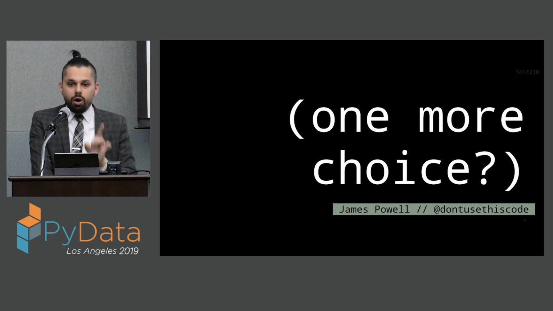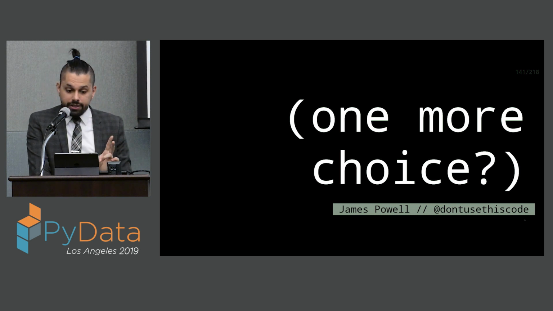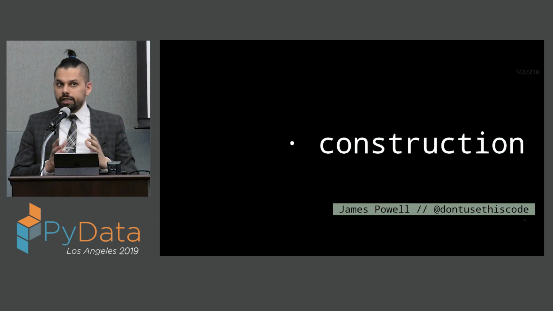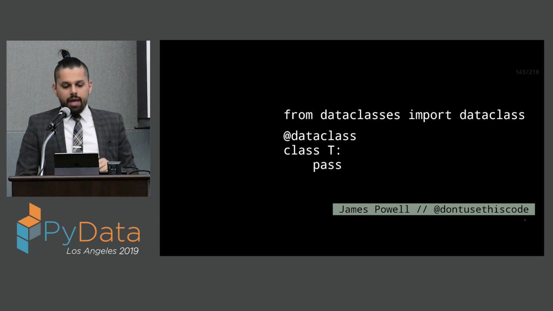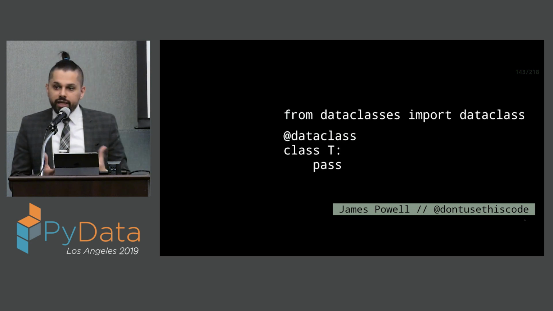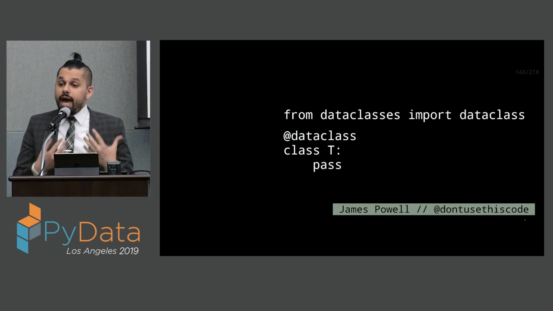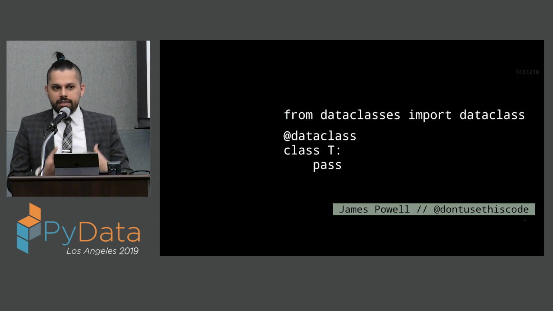You may think that there may be one more choice besides composition and inheritance. You might think that there might be an object construction approach by which you could find a way to make this work. And an example of what you might think of when you try and think of this object construction approach is something that was added in Python 3.7, the data class. And you can think that the data class puts behavior onto a type without inheriting or composing.